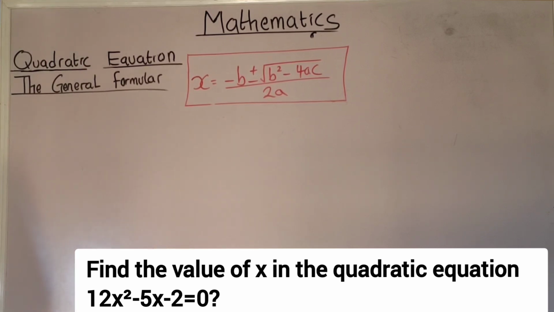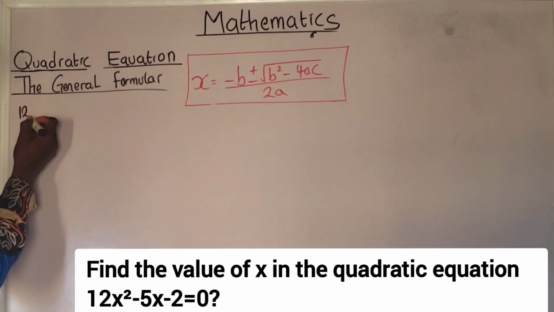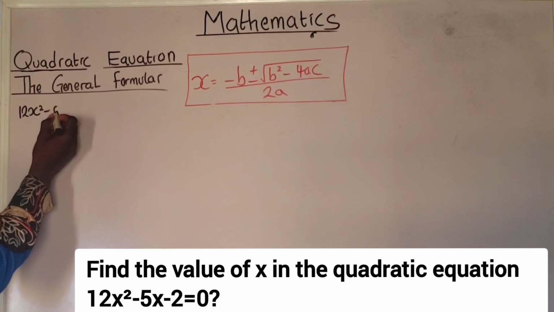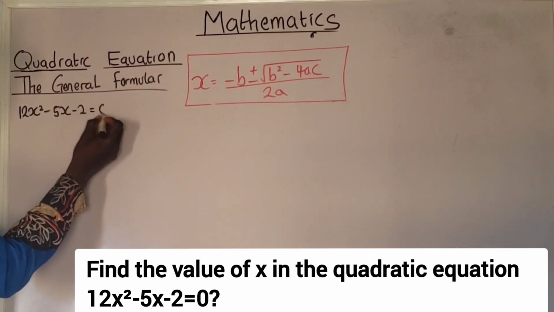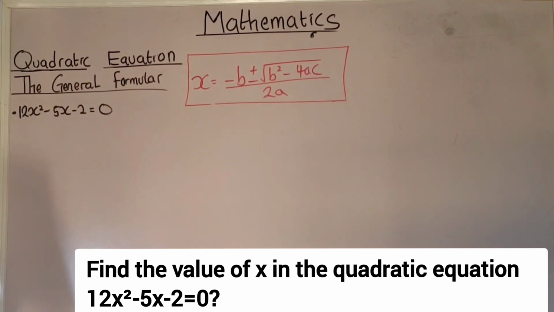Okay, we have 12x squared minus 5x minus 2 equals 0. Now, don't forget that the first step here is to identify your a, b, and c. You understand? Because in the quadratic equation formula that we derived in our previous class, we need the values of a, b, and c. Now, what are a, b, and c in this quadratic equation?